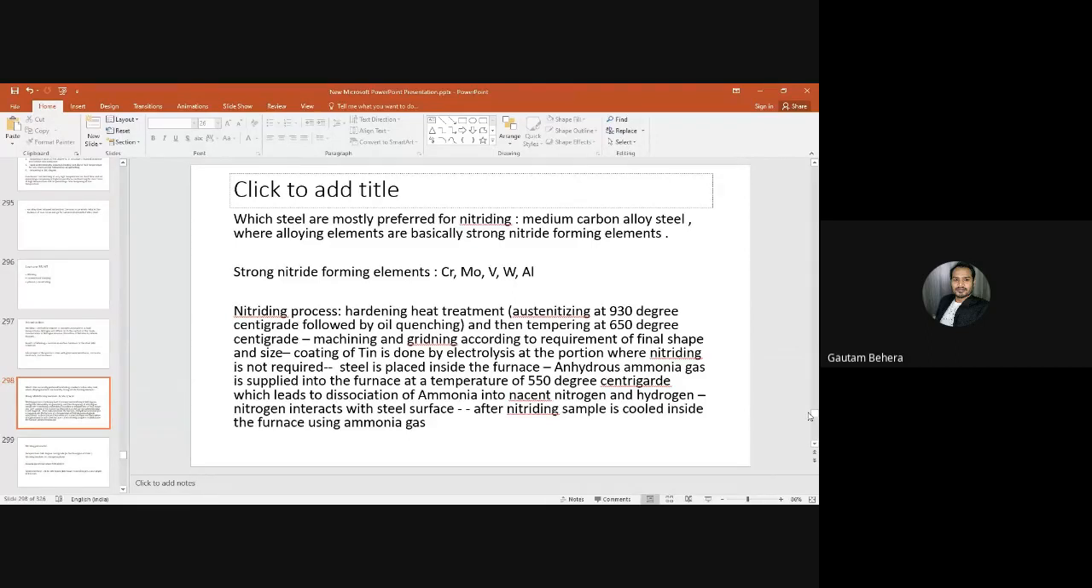So this ammonia gas will get dissociated and it will release nascent hydrogen and nascent nitrogen, and this nitrogen will start reacting with the surface to form nitrides.